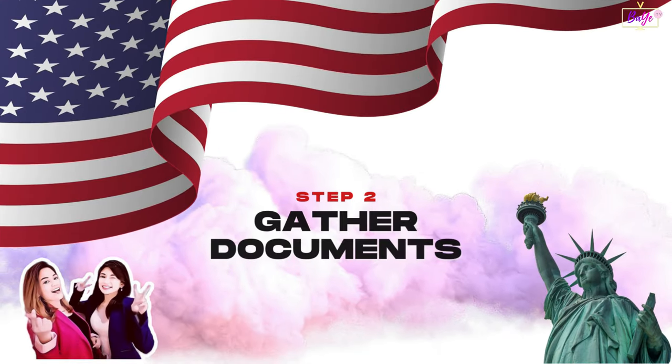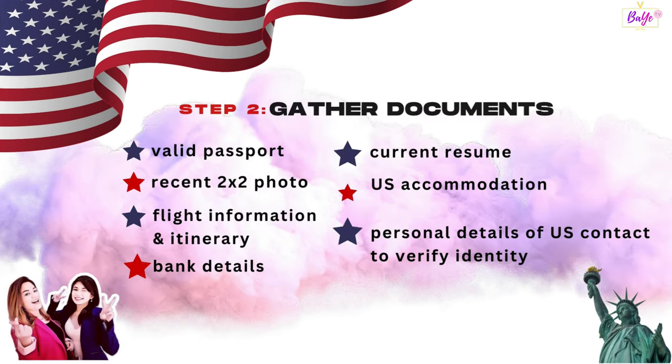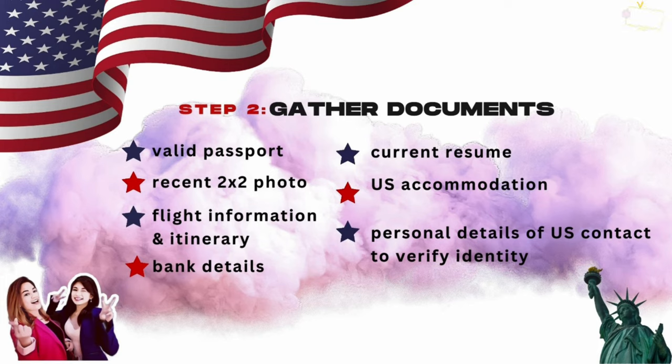The second step is to gather the necessary documents needed to fill up the form. The required documents for a US multiple entry visa vary depending on your individual circumstances, but you'll typically need to provide the following: valid passport, recent 2x2 sized photograph, flight information and your itinerary if possible, bank details, current curriculum vitae, address where you will stay.